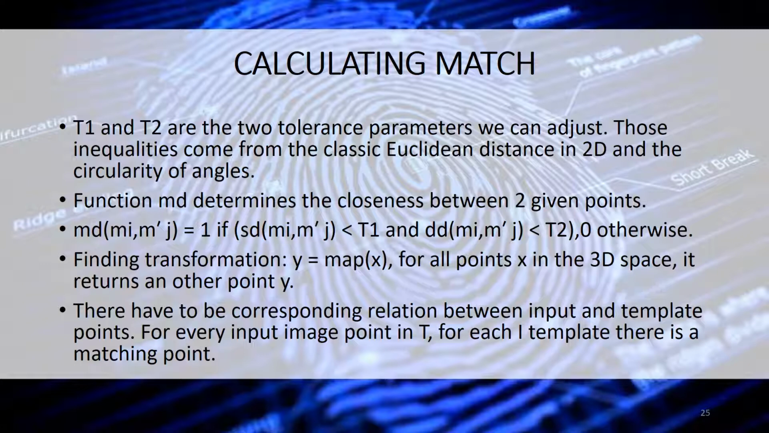Finding the transformation y equals map of x for all the points x in the 3D space. It returns another point y. But there has to be a corresponding relation between the input and the template points. For each of the input point images in T, there has to be a template point, which is a matching point.